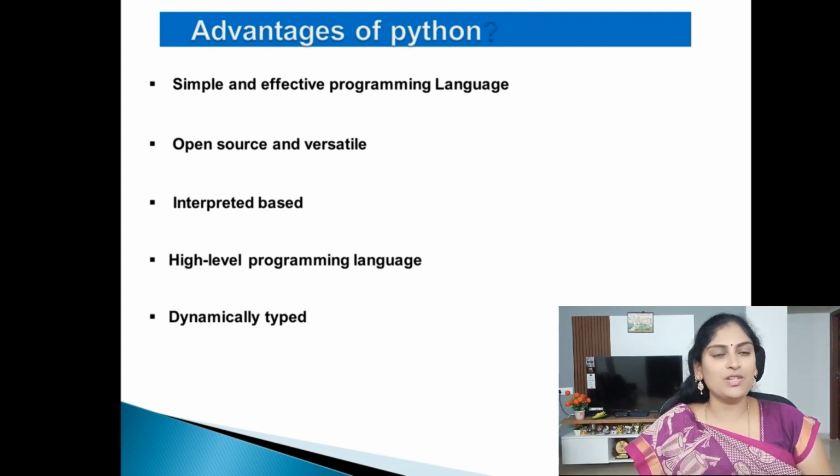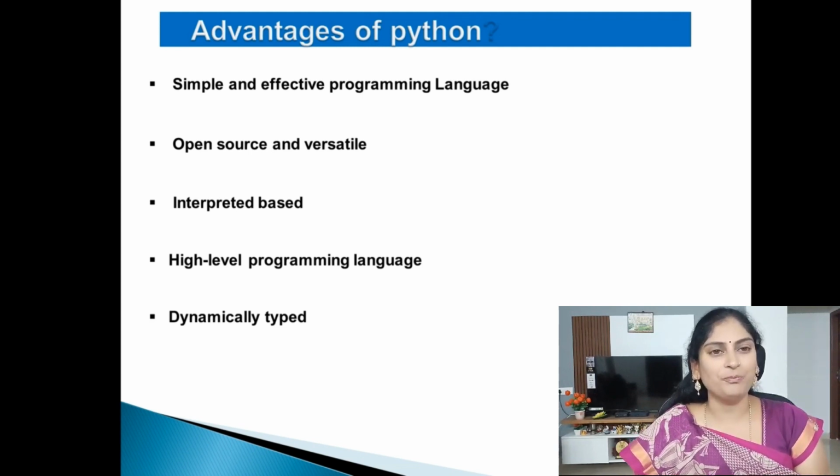The advantages of Python: it is a simple and effective programming language, it is open source and a versatile language. And Python is an interpreted language. The line by line execution is there. The code is going to be executed line by line. There is no compilation, so the execution takes some time. This is the major limitation for Python. To overcome this problem, we have the multi-threading concept.